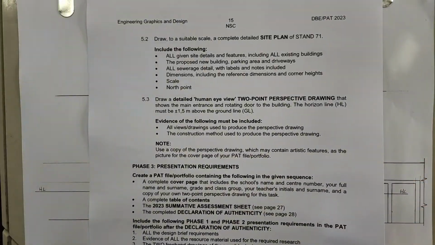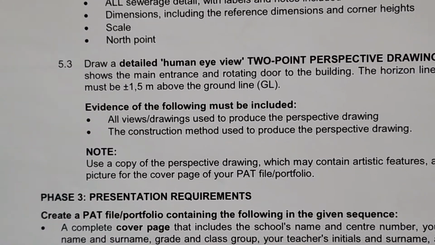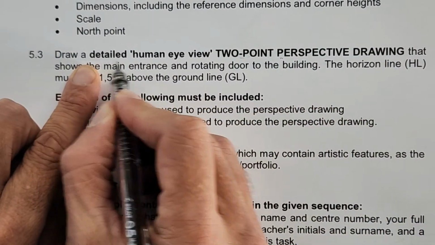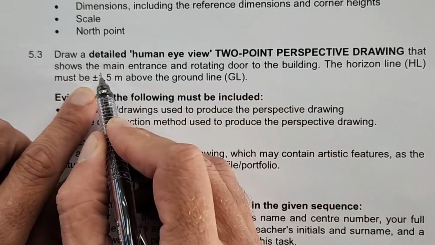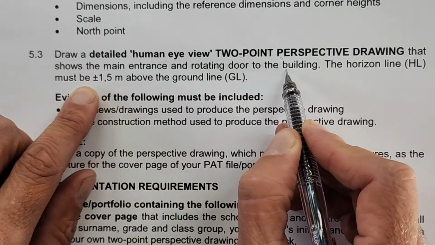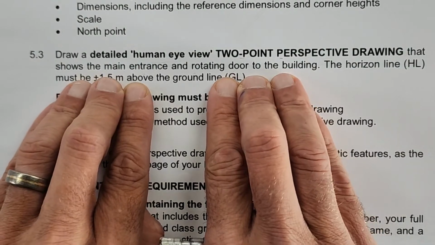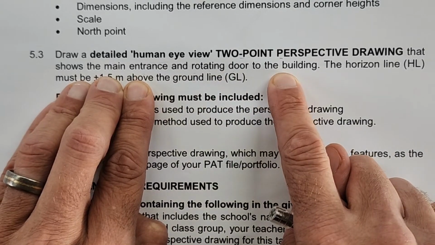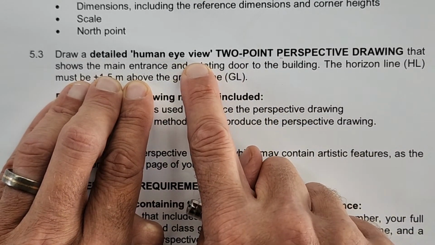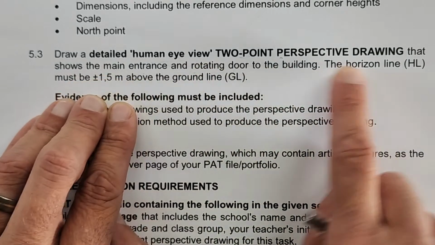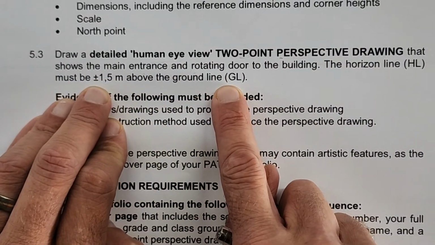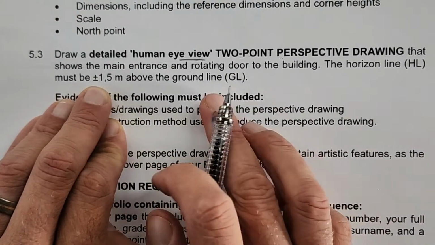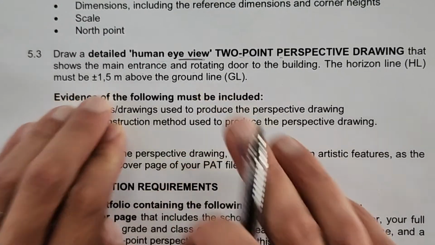If we look at page 15, and I'll zoom in a little bit for you, this is what we are drawing. A 2-point perspective that shows a detailed human eye view of the main entrance and rotating doors to the building. And I've considered this carefully. It's really the main entrance with the rotating door that they want to see in a human eye view perspective. The horizon line must be 1.5 meters above the ground level, so it's at an eye view height of most people. So it will look like you walking through those front doors.